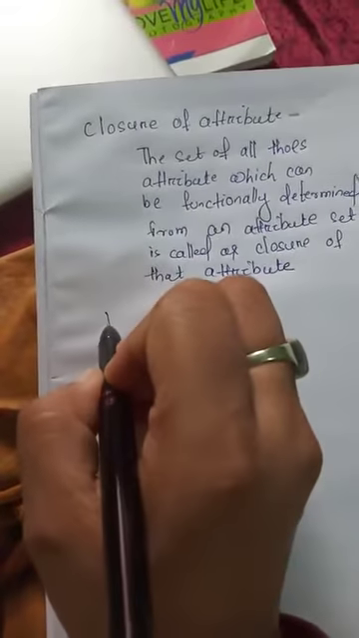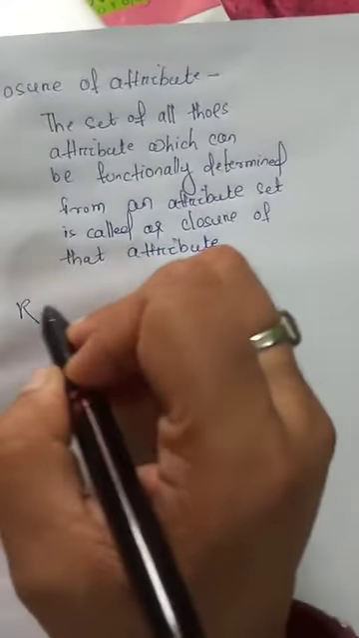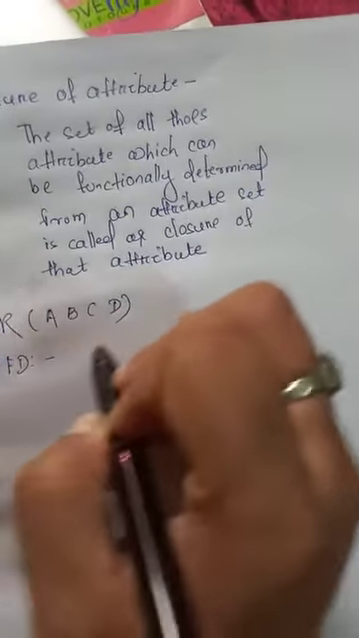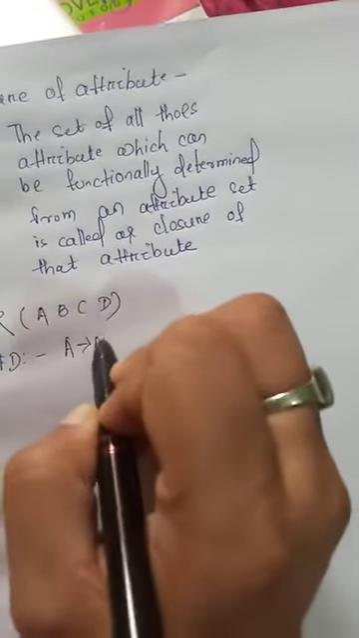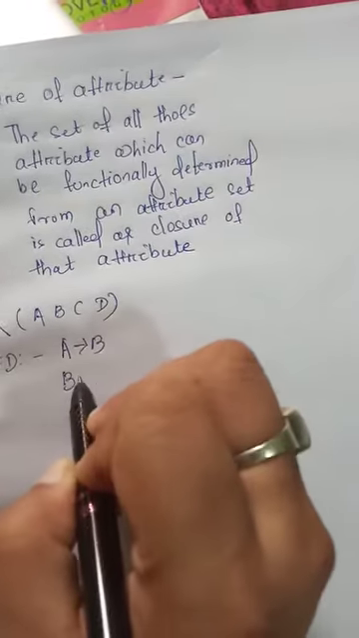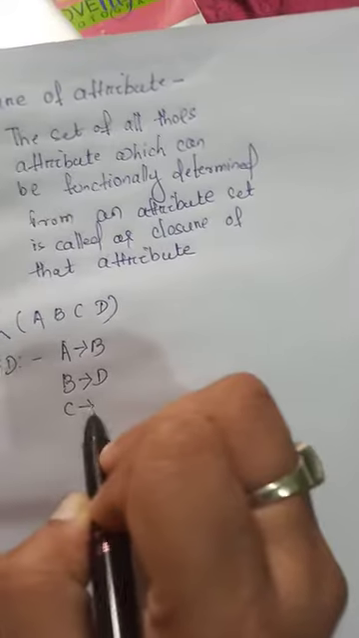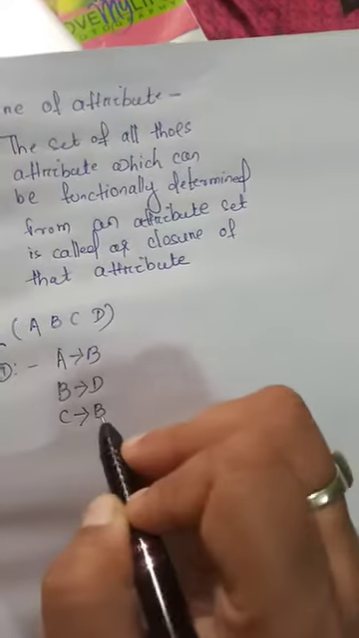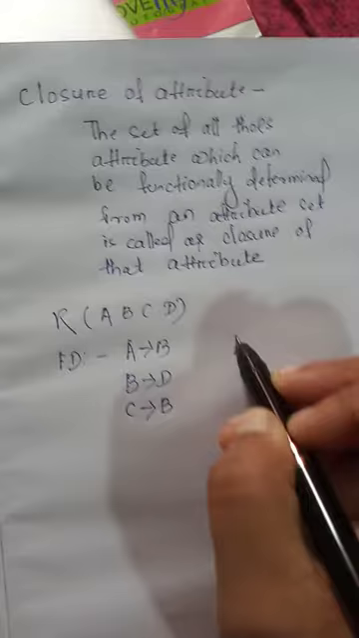For example, the attributes are A, B, C, D, and the functional dependencies are A to B, B to D, and C to B. Okay, so here suppose we have to find out the closure of A.